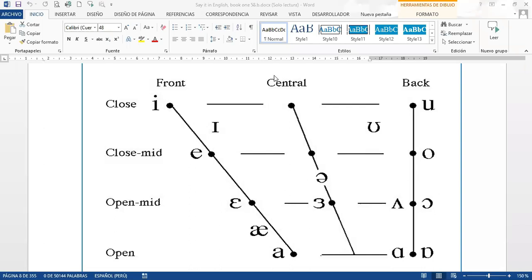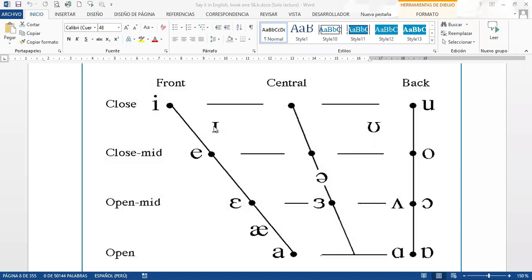So, vowels are an important part of English because if we use the wrong vowels, the pronunciation is more difficult. Listeners are going to have more difficulties understanding what we're talking about. So, okay, what sounds do we have here?